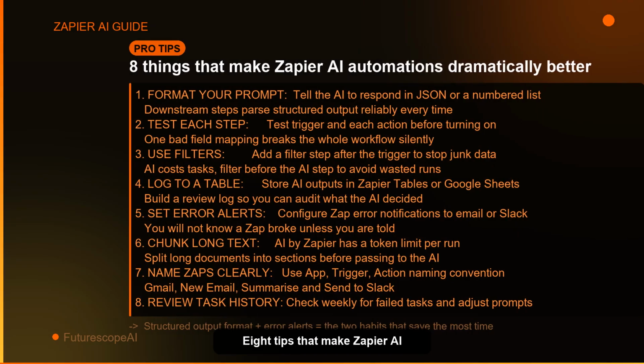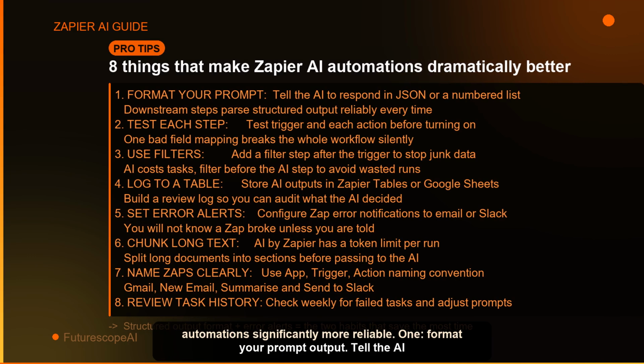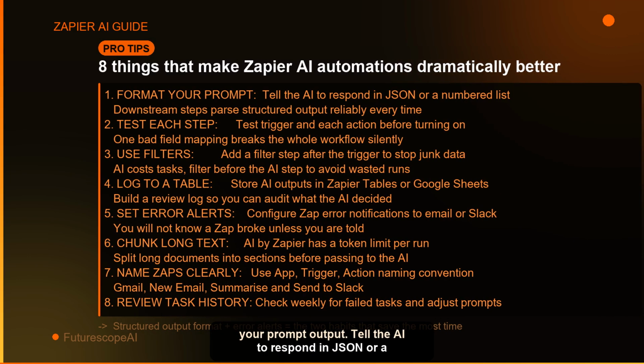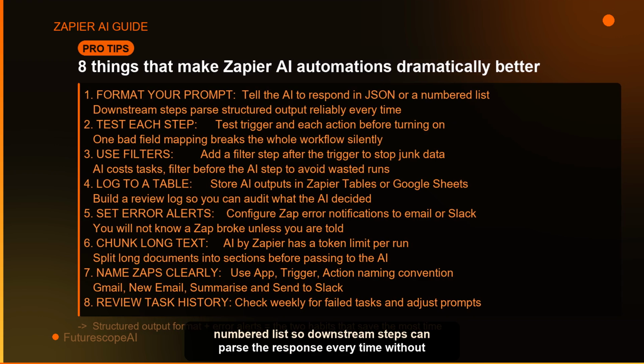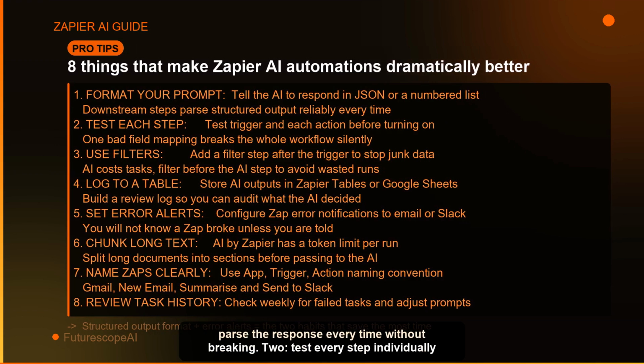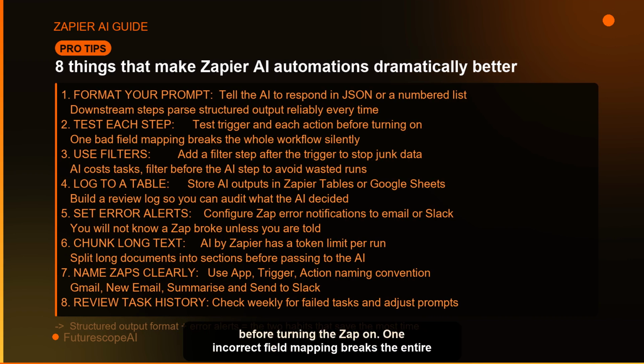8 tips that make Zapier AI automation significantly more reliable. 1. Format your prompt output. Tell the AI to respond in JSON or a numbered list so downstream steps can parse the response every time without breaking. 2. Test every step individually before turning the Zap on. One incorrect field mapping breaks the entire workflow silently and you will not notice until tasks have failed.